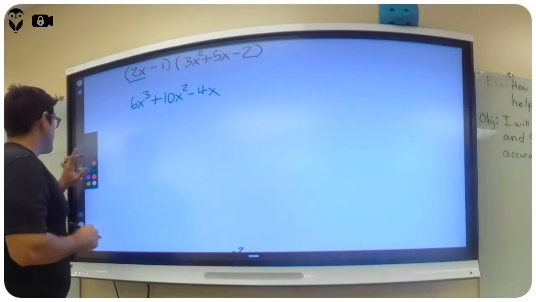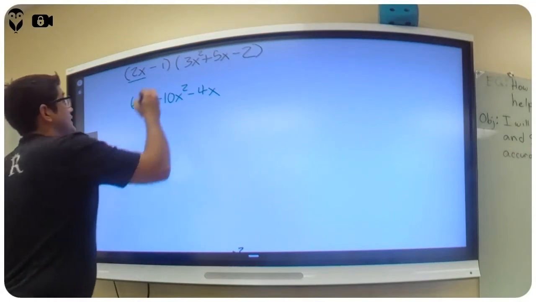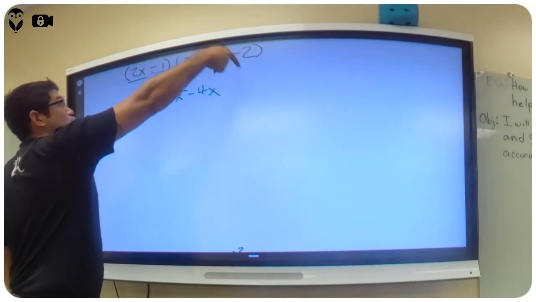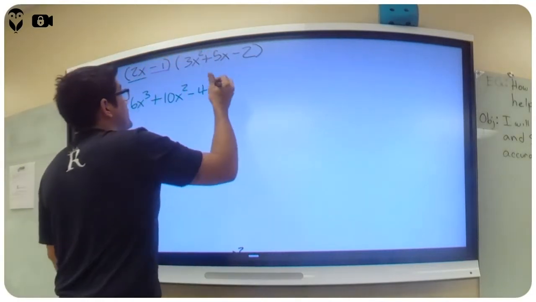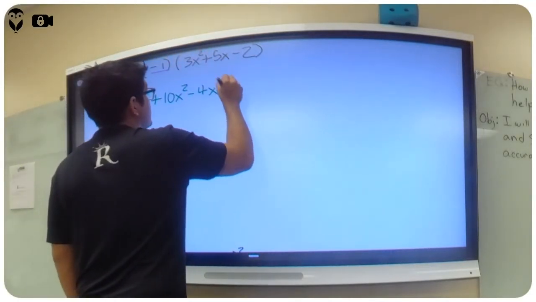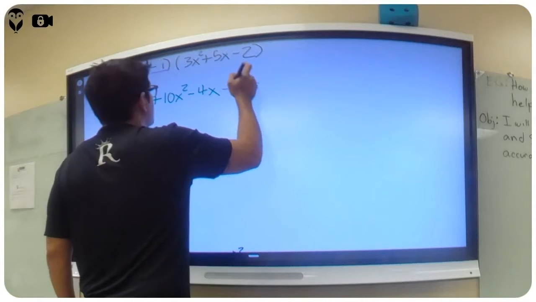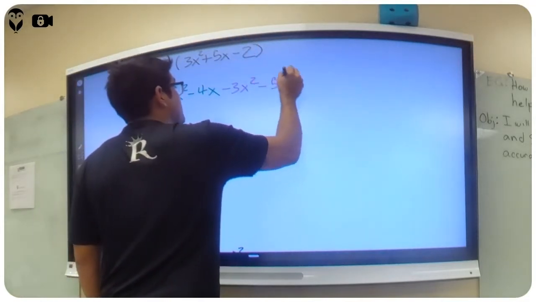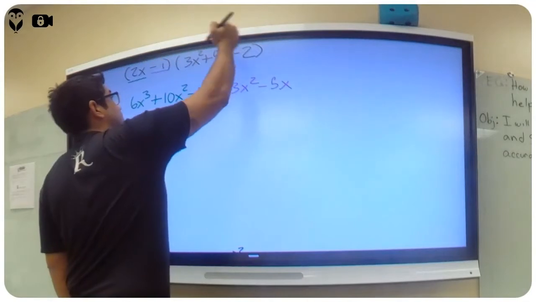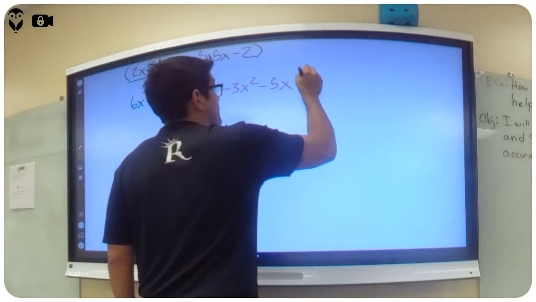Okay? Now the second step is going to be in purple. It's going to be a negative 1. Because I'm multiplying it, I'm looking at it as a negative 1. So negative 1 times 3x squared is going to make a negative 3x squared. A negative times a positive 5x is going to be negative 5x. And a negative times a negative 2 is going to be a positive 2.